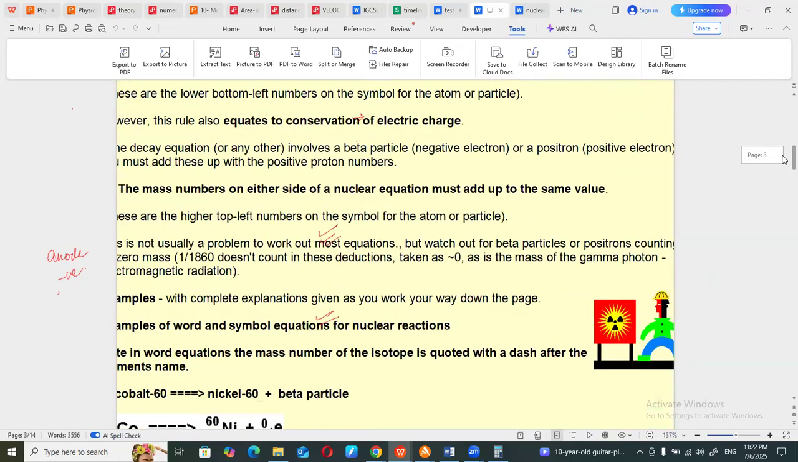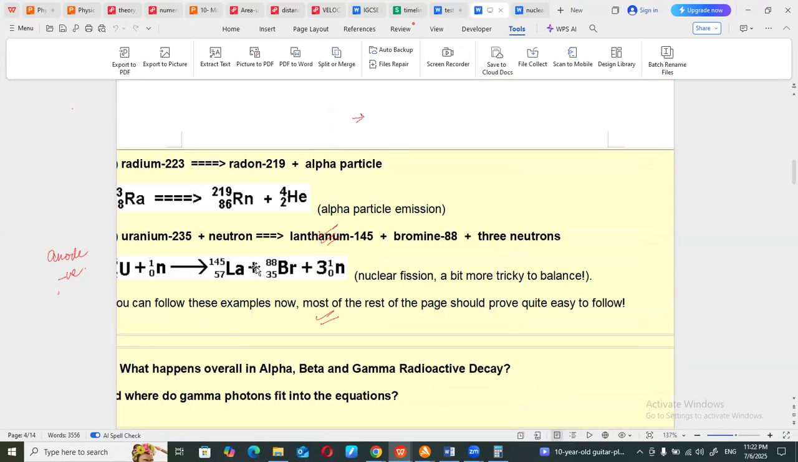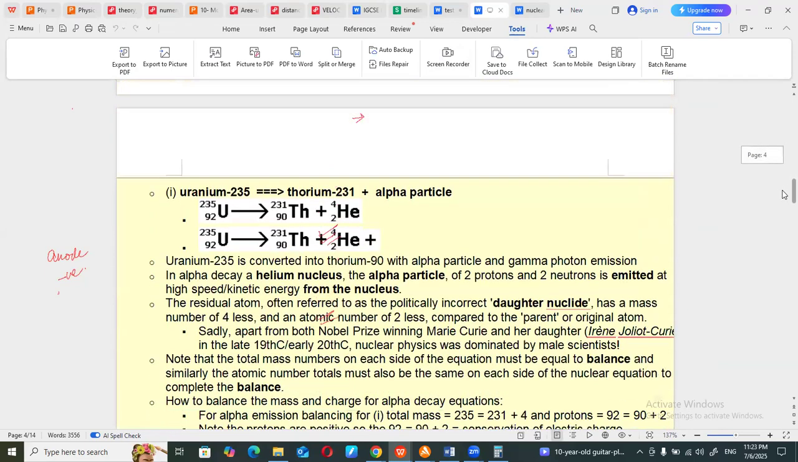Now, check this out. This is very, very interesting. For example, this is radium, an element. It gives you an idea. Radium is 88, or let me show you further.